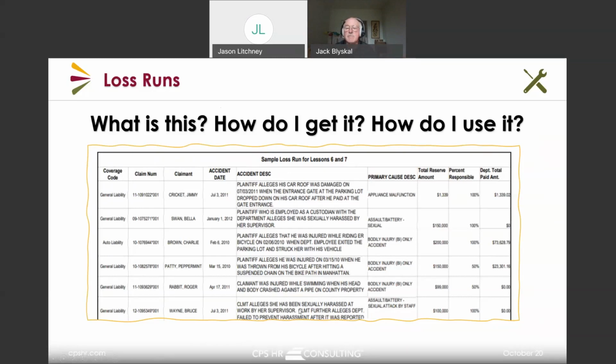Somebody's asking about loss reserves. That's money that whoever's handling your claims puts up to figure what they think the exposure is on the claim. So that's what a loss reserve is. They should be split out by expense and indemnity, and then maybe even further than that.